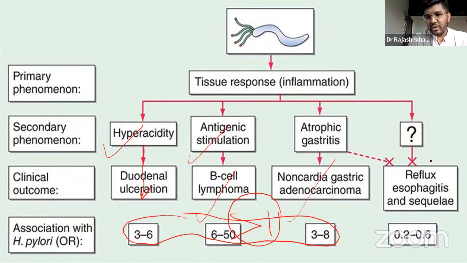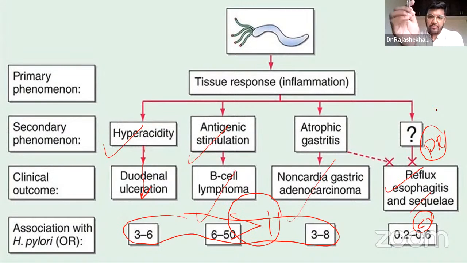Whereas if you see this, H. pylori in causing reflux esophagitis and its sequelae, the odds ratio is less than 1. That means it is protective. Some studies have shown the protective effect of the H. pylori in the reflux esophagitis and the Barrett's esophagus and the esophageal adenocarcinoma for that matter.